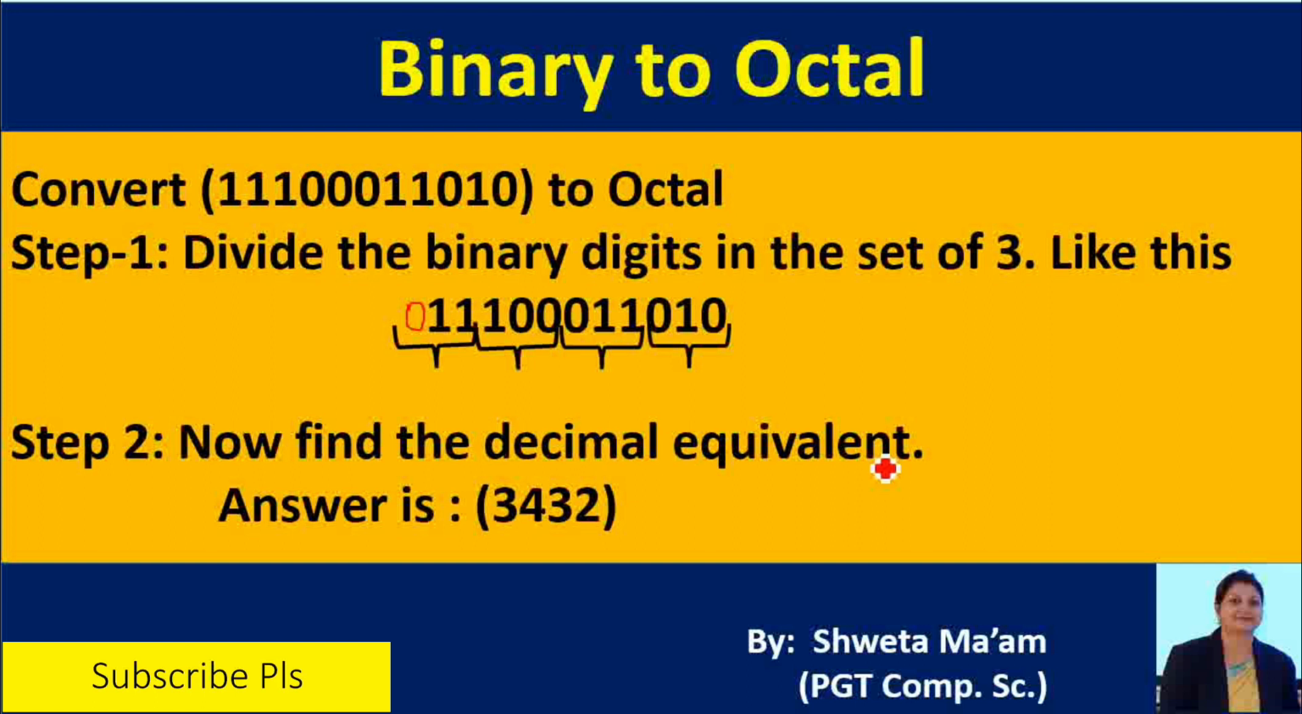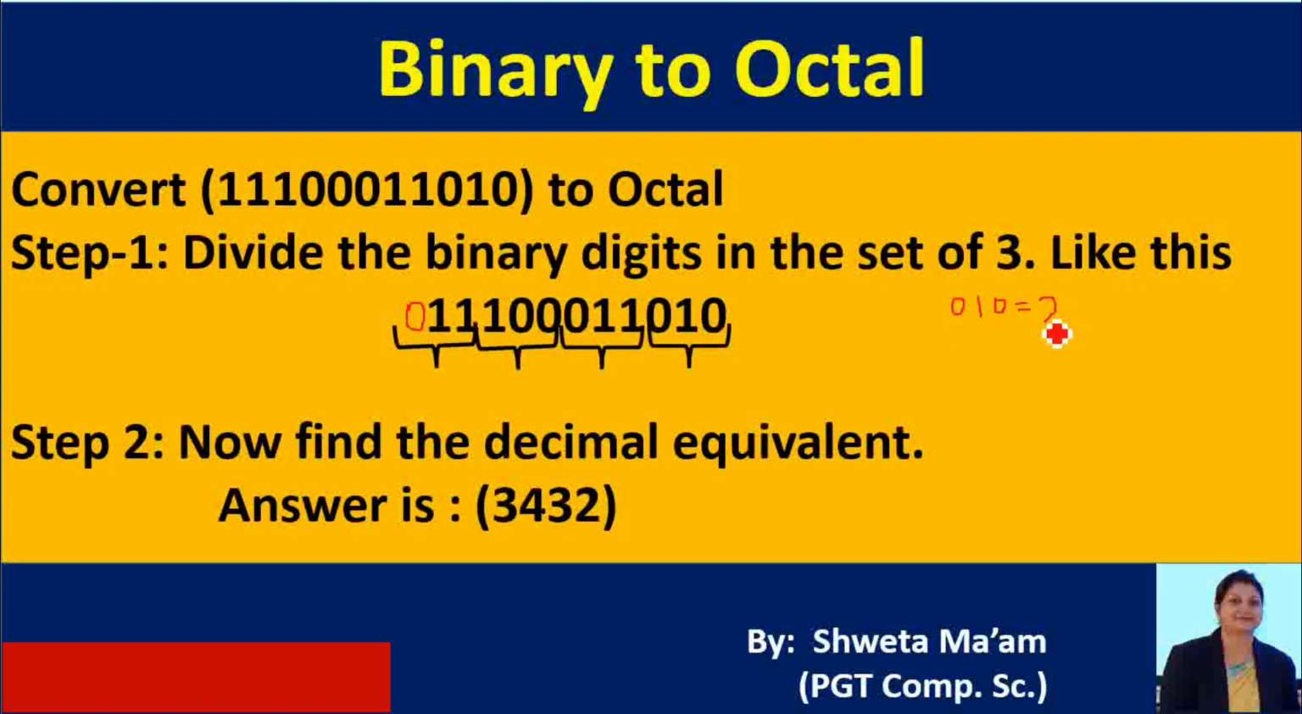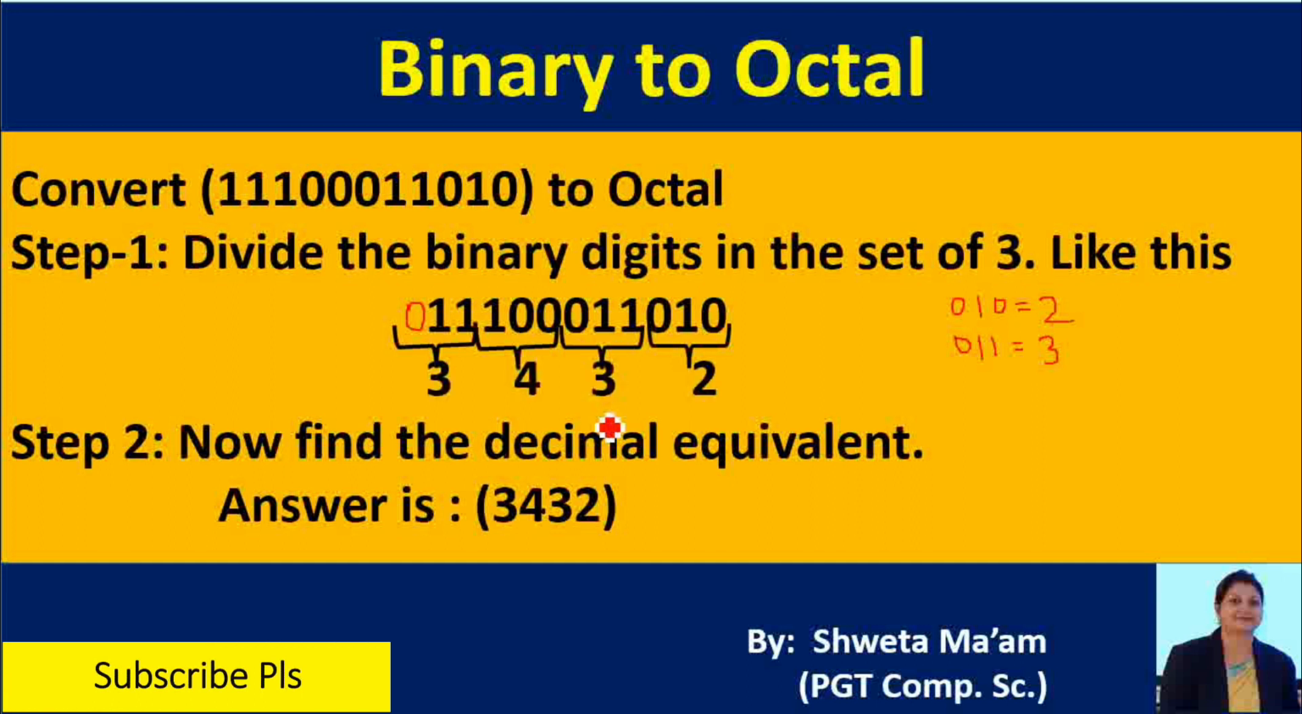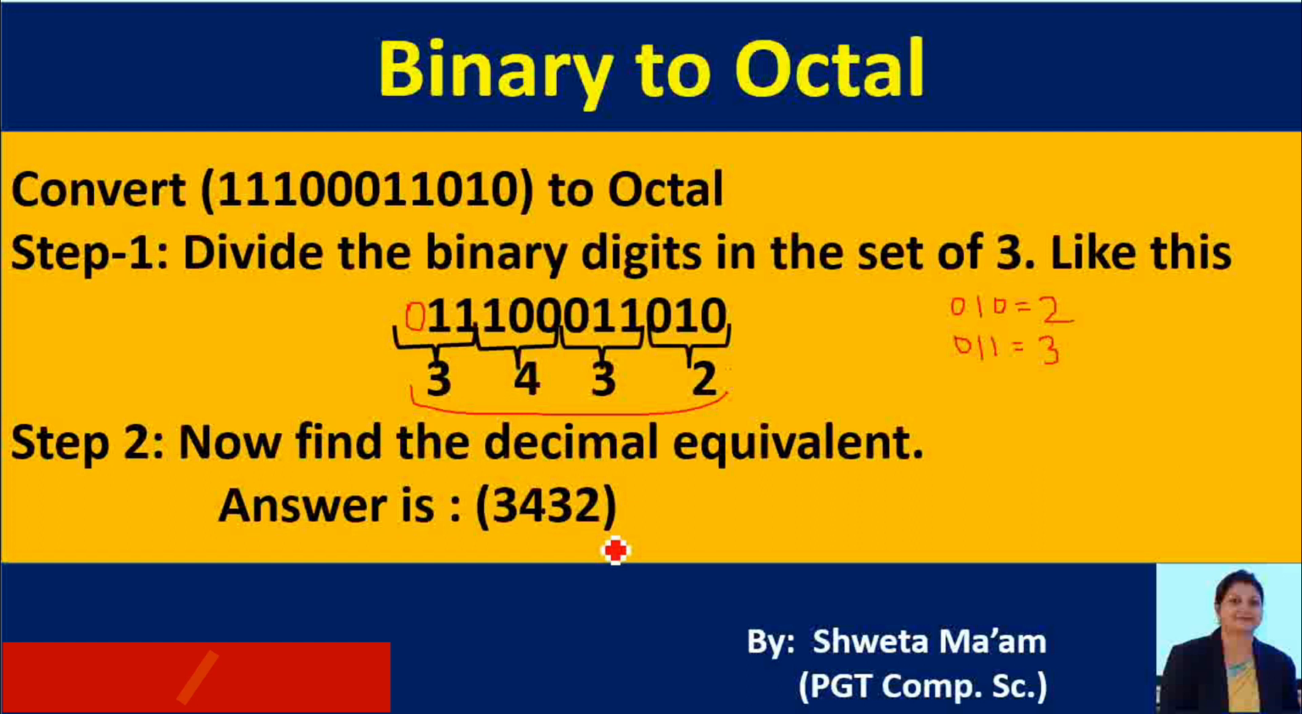Now what is next? You have to find the decimal equivalent for all these 3 sets. Means for 010, we know when we convert 010 to decimal, this becomes 2. So similarly you have to convert each set, 011 becomes 3. When you convert each set, you get it like this: 2, 3, 4, 3. Now you have to write all this together: 2, 3, 4, 3, and this becomes the answer.